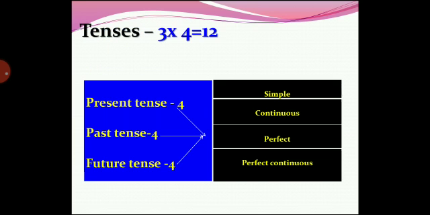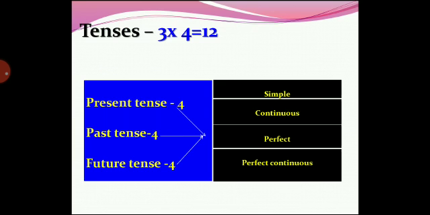Now, next one, here is the formula. See that tenses 3 into 4 is equal to 12. 3 fours are 12. So, main tenses are 3, subtenses are 4. Total 12 are there. What I mean to say is in a simple method, this table format will help you in an easy method to remember all these 12 tenses. That is clear for everyone, I think so.